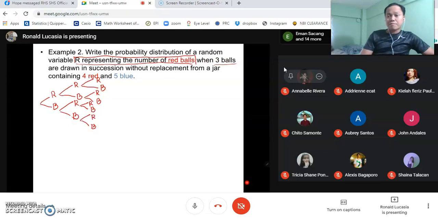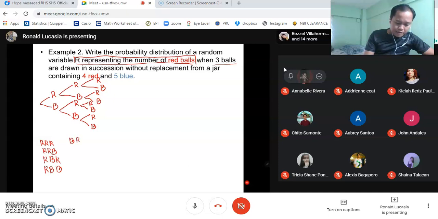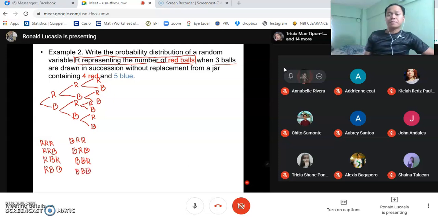Can you list down the sample space for all the possibilities? The first one we have is triple red. The second one is 2 red and 1 blue. The third is red, blue, red. The fourth is red, blue, and blue. The fifth one is blue, red, and red. Then blue, red, and blue. And then blue, blue, and red. And last we have triple blue.